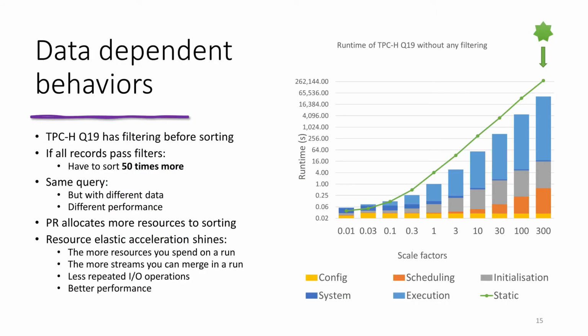The advantages of a dynamic system become even more apparent when the same query is run again, but with different data. Query 19 contains a large filtering operation before the sorting operations to be able to execute a merge join. If all the records pass through the filters, the FPGA has to sort 50 times more. Here the static approach is much slower, as the runtime system allocated more resources to sorting after observing little to no filtering. The more streams are sorted and merged in a run, the less repeated I/O operations are needed, which leads to better performance as the I/O throughput is the main bottleneck.